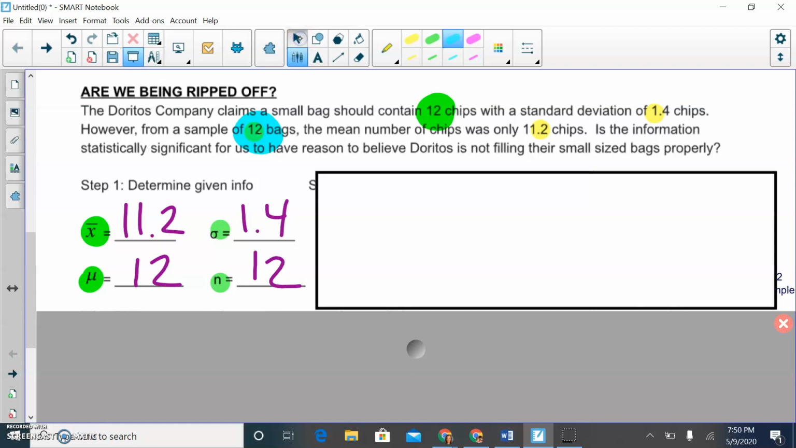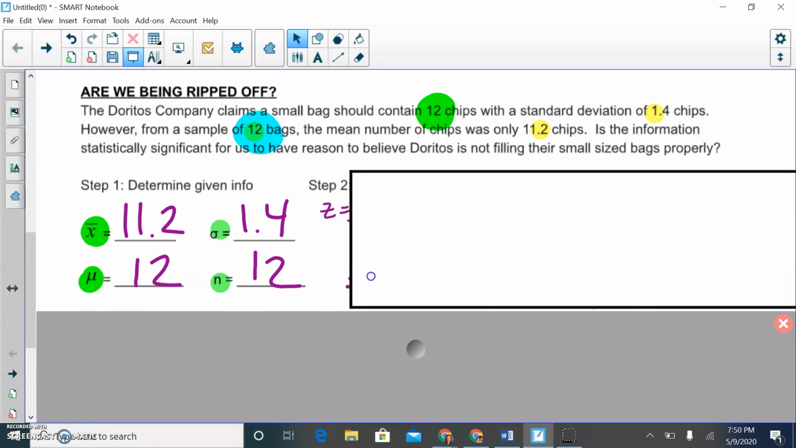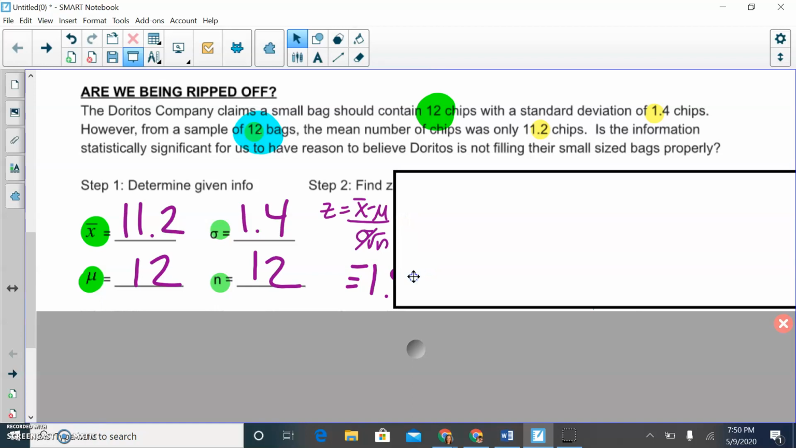So what we're going to do now is we're going to say, okay, well, we got a low number of 11.2 chips on average. Is that statistically significant? So 11.2 may not seem that far from average, but let's see how that comes into play here. So we're going to go ahead and find the z-score. And we're going to do that using the formula from above, x minus mu over sigma over root n.